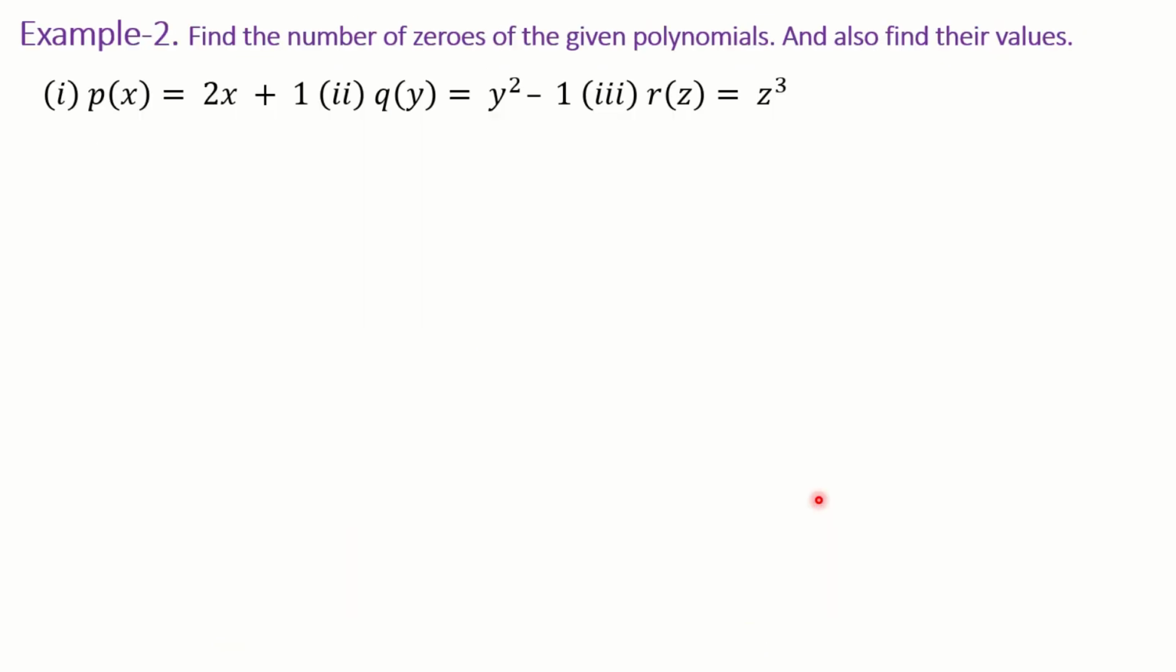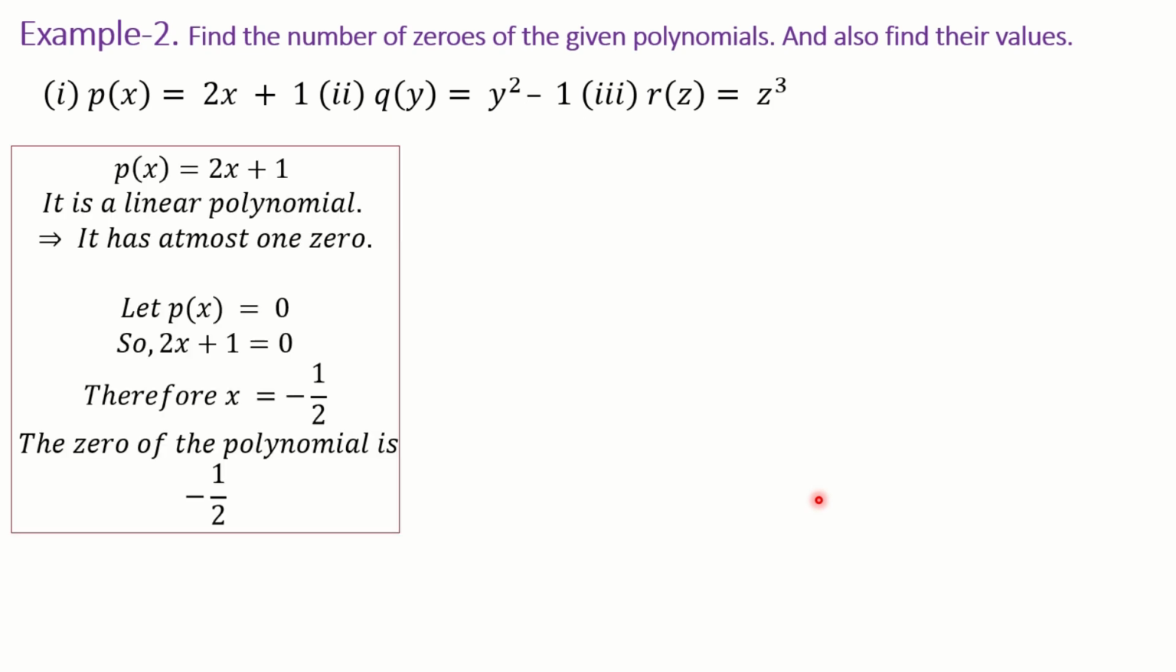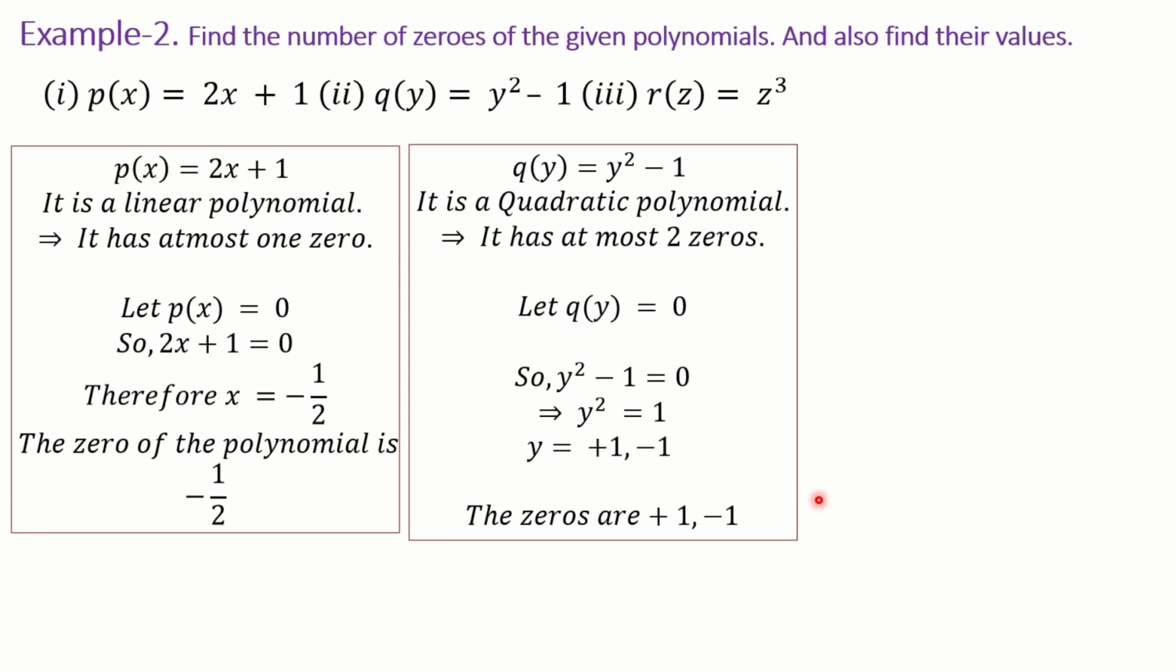Find the number of zeros of the given polynomial, also find their values. First one is very simple. It's a linear polynomial, so obviously it will have at most one zero. So p of x equal to 0, that is 2x plus 1 equal to 0, x equal to minus half. That's a zero. Second one is quadratic, so it can have at most two.